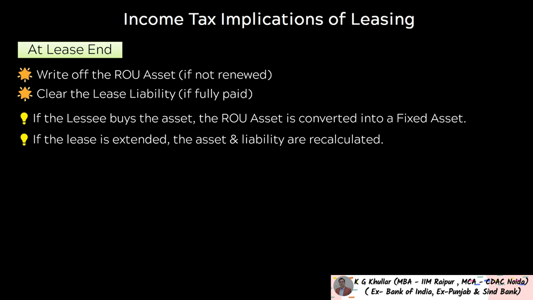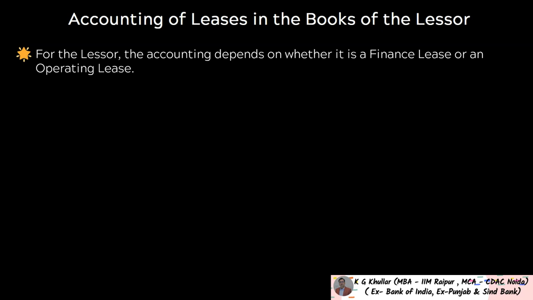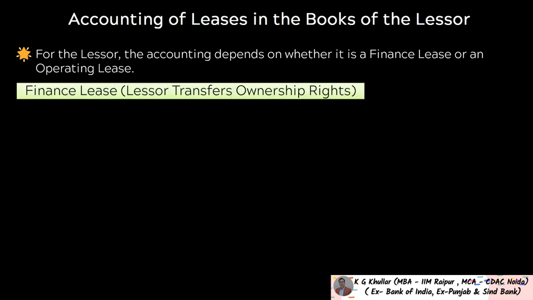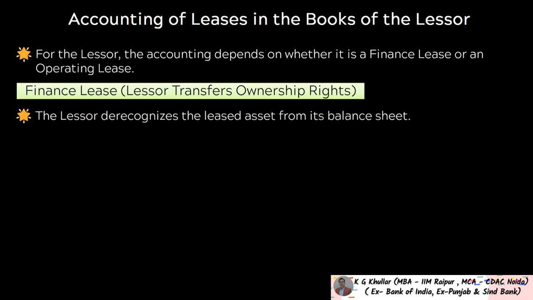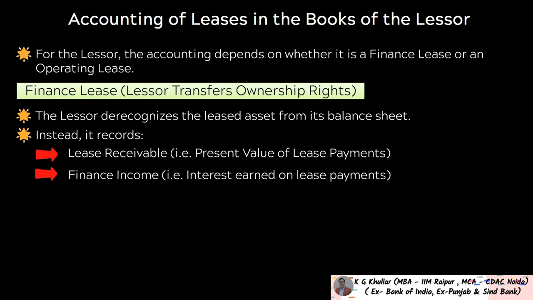Next friends, let's see accounting of leases in the books of the lessor. So for the lessor, the accounting depends upon whether it is a finance lease or an operating lease. Now first, if it's a finance lease, that is the lessor transfers ownership rights. Please note in this case, the lessor de-recognizes the leased asset from its balance sheet. Instead of this, it records first lease receivables, that is the present value of lease payments, and secondly finance income, that is interest earned on lease payments.